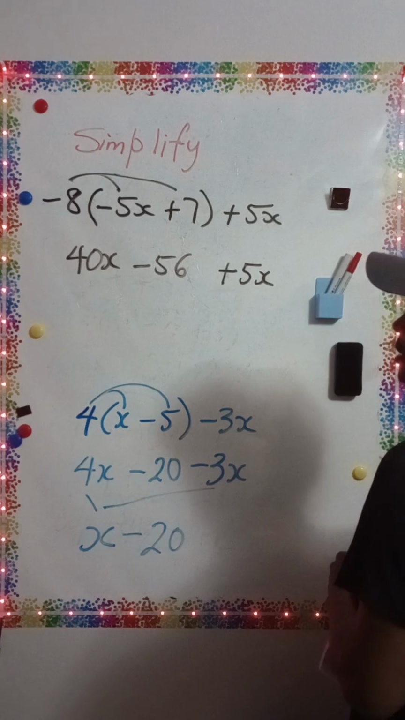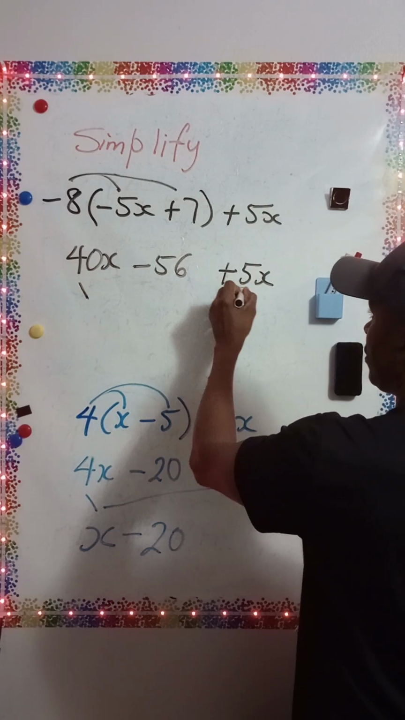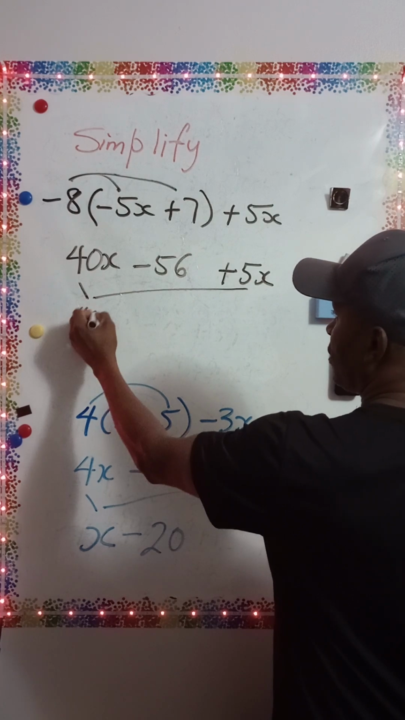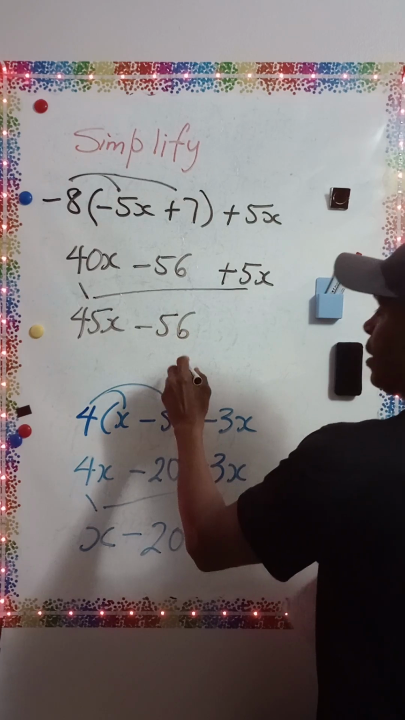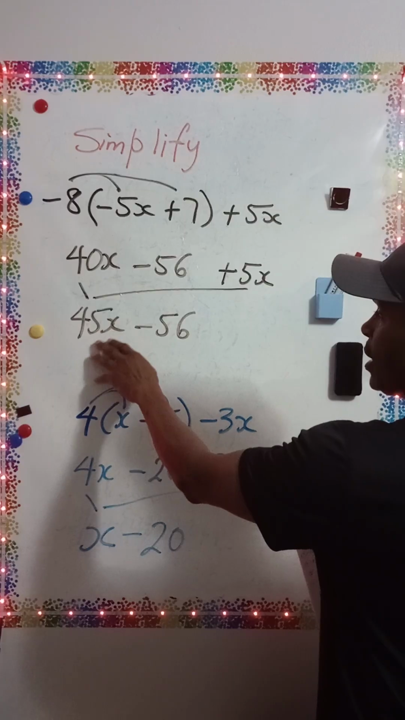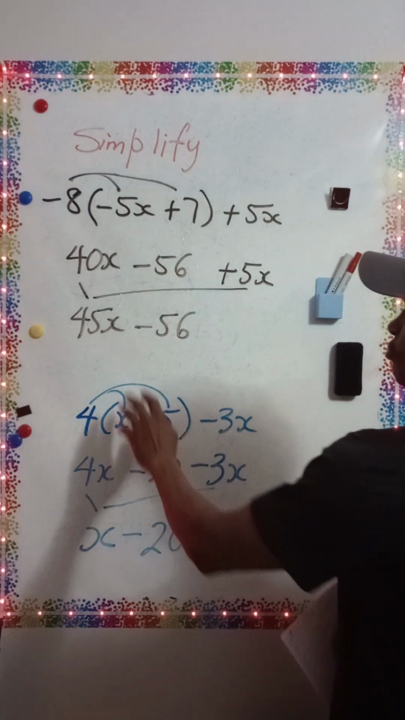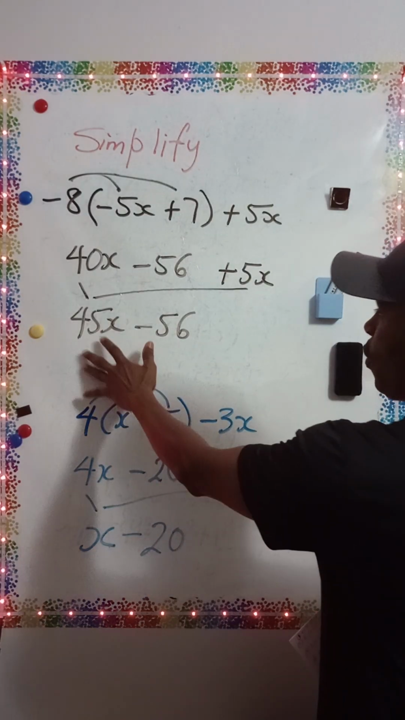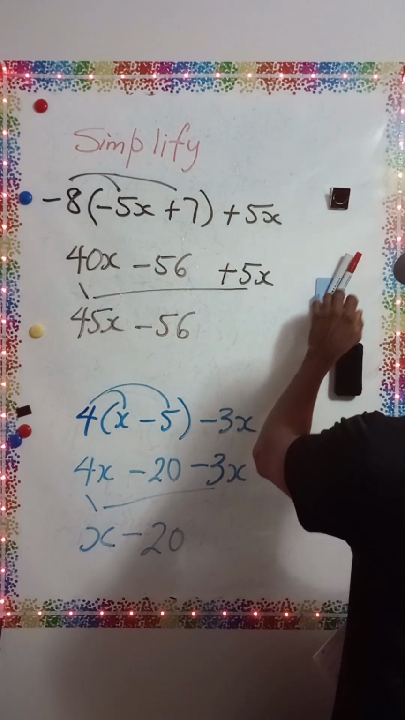And from there, we're going to collect our like terms. So we're going to have what? 40x plus 5x is what? 45x. And we bring down this guy. And that's the end of that system. You cannot subtract unlike terms. One has x, one doesn't have x. In order to subtract, they both must have x or they both must not have x. In this case here, one has x and one doesn't have x. So you cannot further simplify, it stops right there.